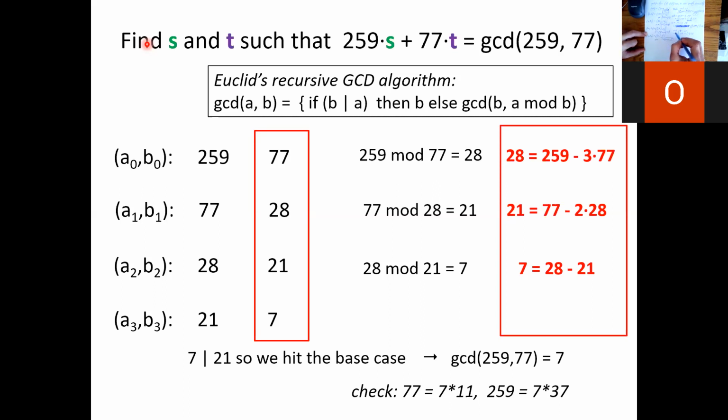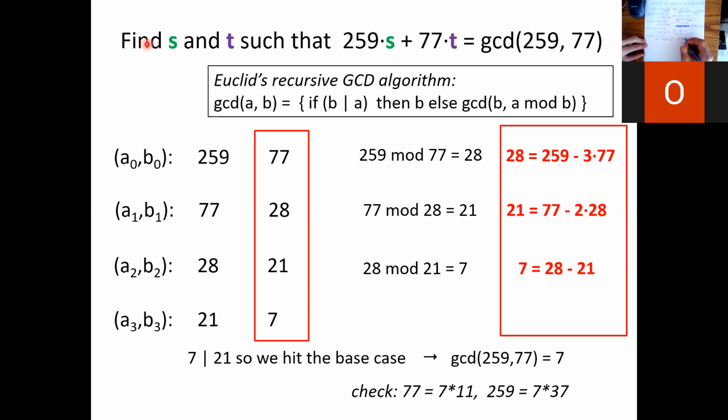And 28 is a linear combination as well, and 21 is the linear combination of the previous two. And 7 is the linear combination of the previous two. So let's now go backwards to represent this. I already have my end goal, 7, as a linear combination of these two. How about I want to make it a linear combination of these two? Well, look, I have this equation.